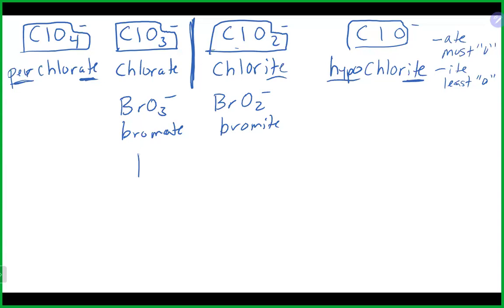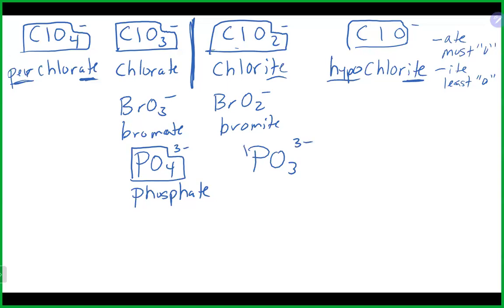Now, if this was PO4 3 minus, and again, that's 1 phosphorus and 4 oxygen with a -3 charge. This is known as phosphate. What would you imagine PO3 3 minus would be called? So this is ate, which means it has the most oxygen. 1 down from ate would be phosphite. Yes, just like so. So that would be phosphite.